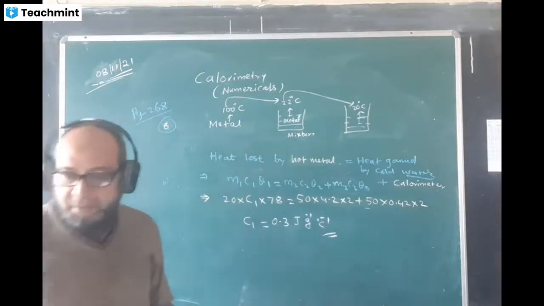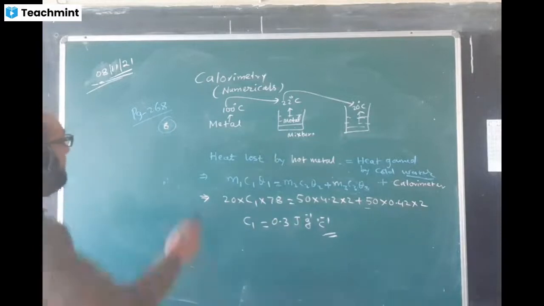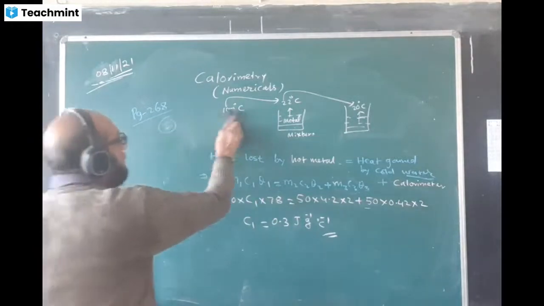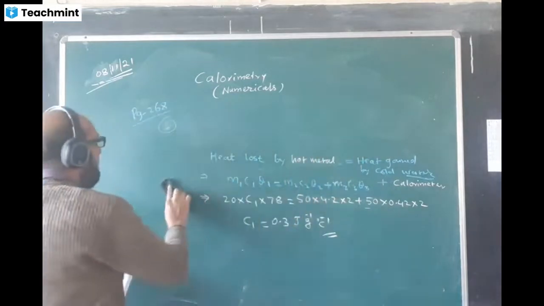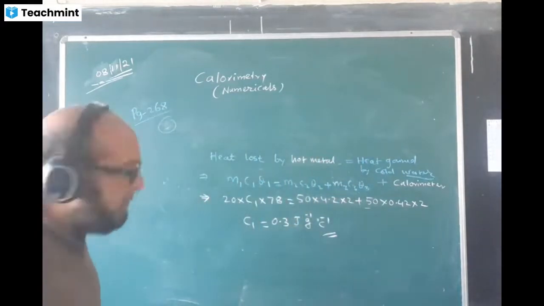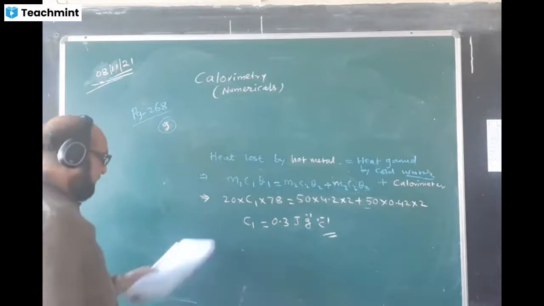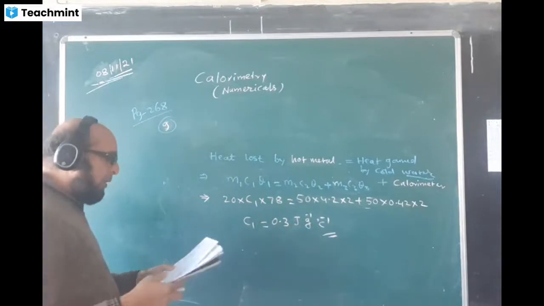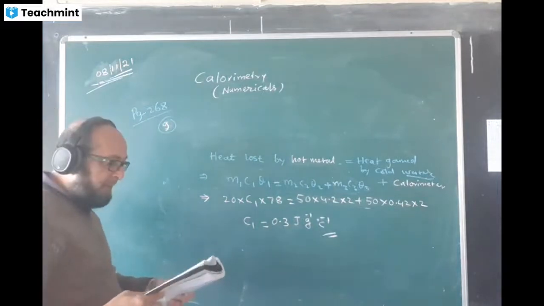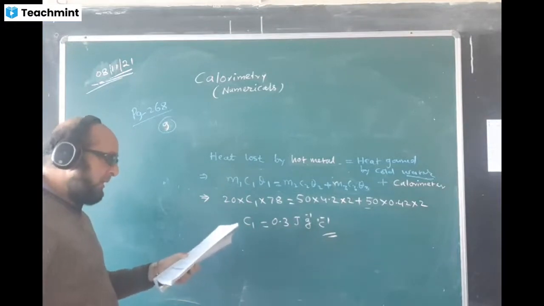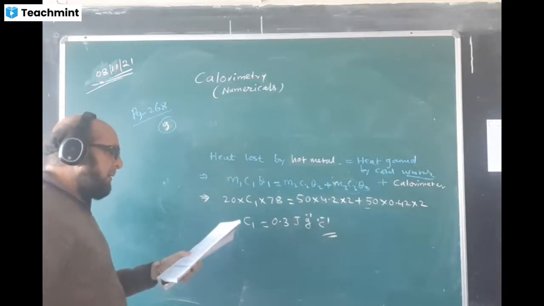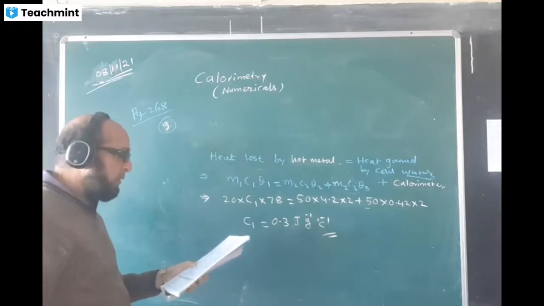Now I'm doing question number 9. A hot iron ball of mass 0.2 kg is added into 0.5 kg of water at 10 degrees Celsius. Calculate the temperature of the hot ball.